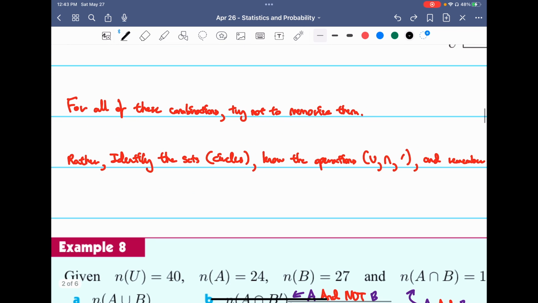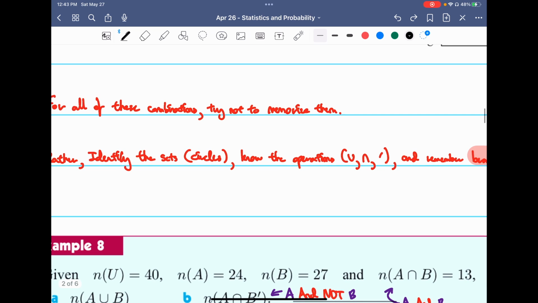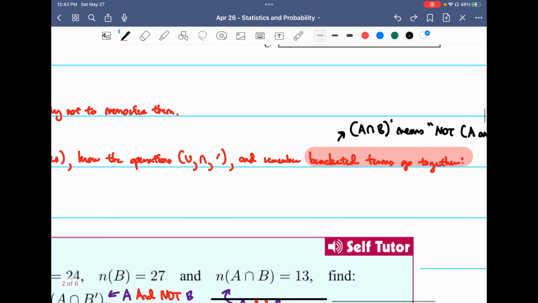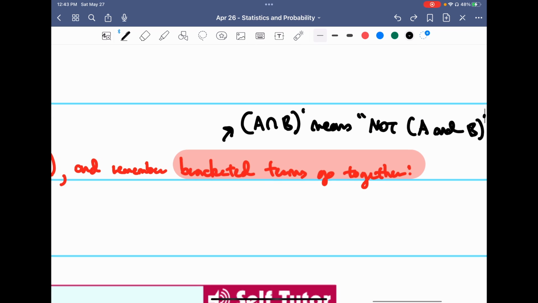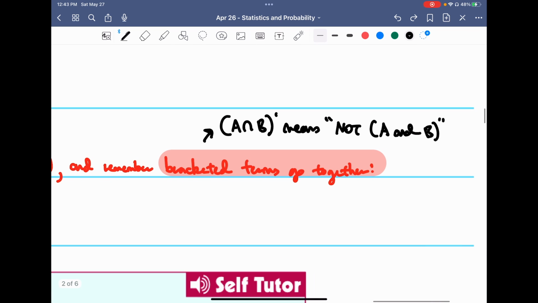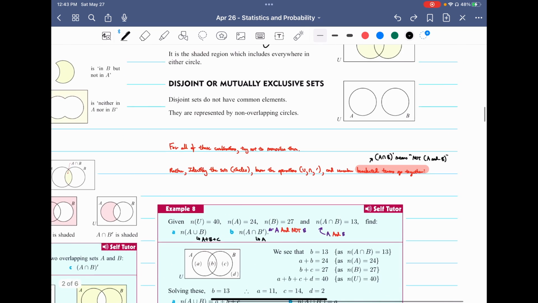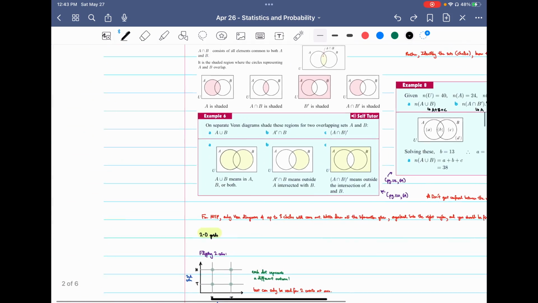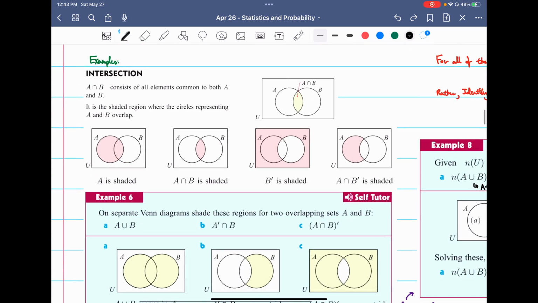And for all of these combinations, try not to memorize them. Rather, identify the set circles, how the operations ∪, ∩, and the slash for not work, and remember that bracketed terms go together. (A and B)' means not A and B. Yep, these things are straightforward, and I explained them before, so I'm just going to move on to explaining intersections.